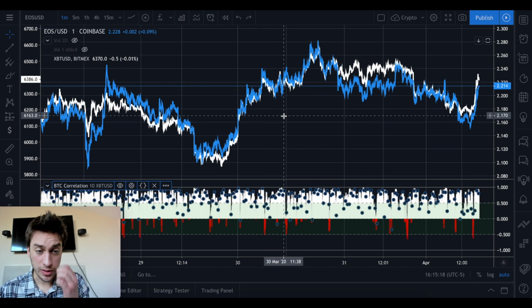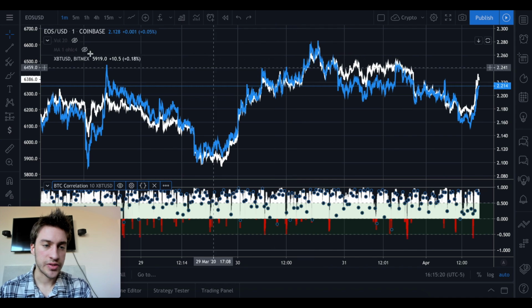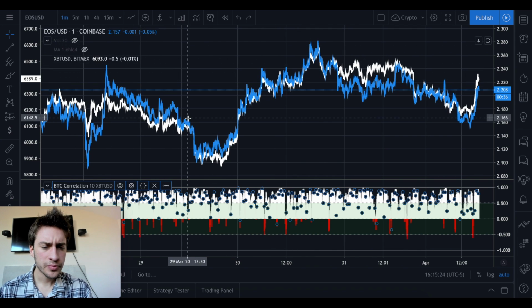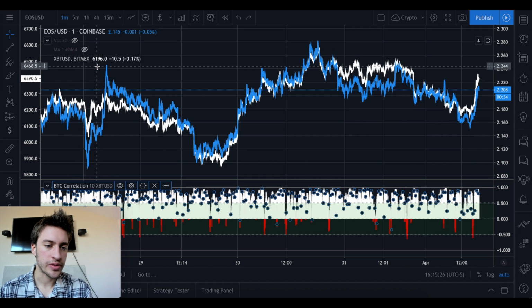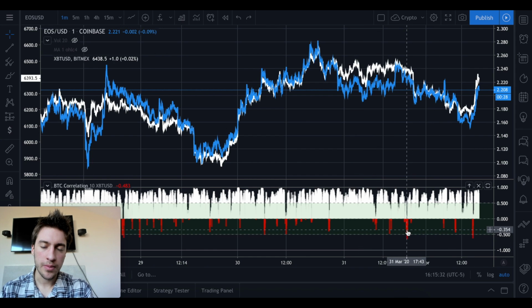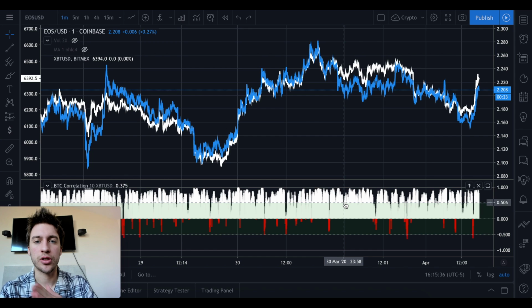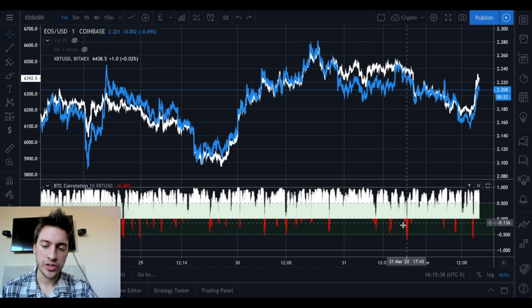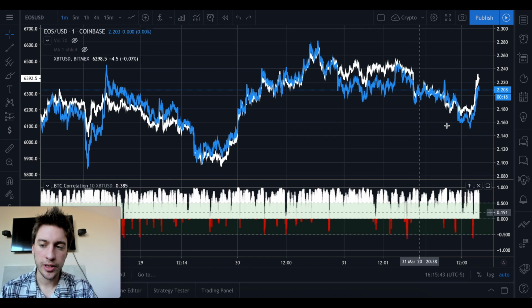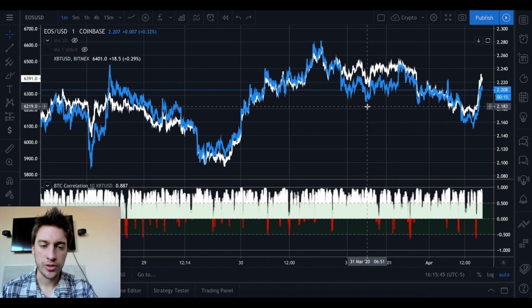This is a super simple spread setup, like stupid simple. You can see in blue is the asset EOS USD on Coinbase. In white is XBT USD BitMEX, which is just the Bitcoin perpetual contract. Down here, you can see correlation. When this is red, that means the two assets are diverging. And when it's white, it means that the two assets are converging. So really, this is just going to alert us to when there are opportunities for taking advantage of spread.